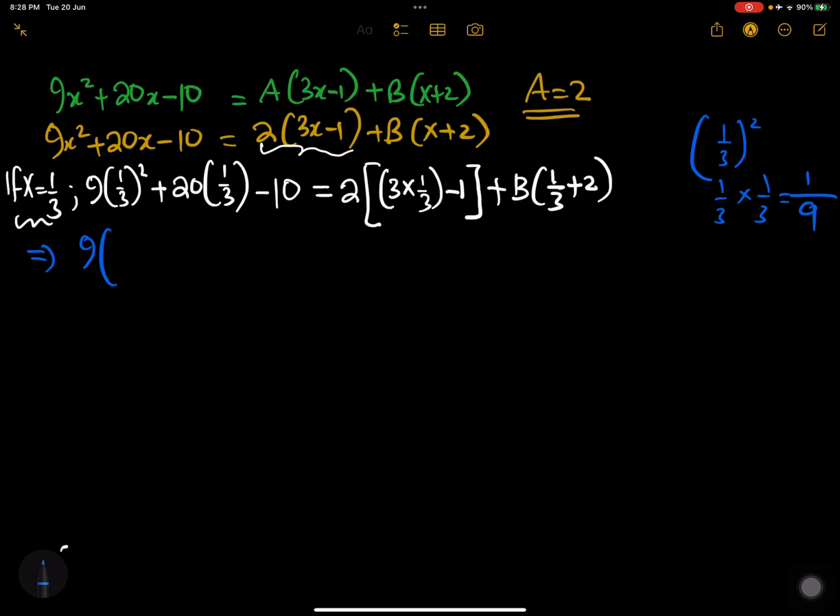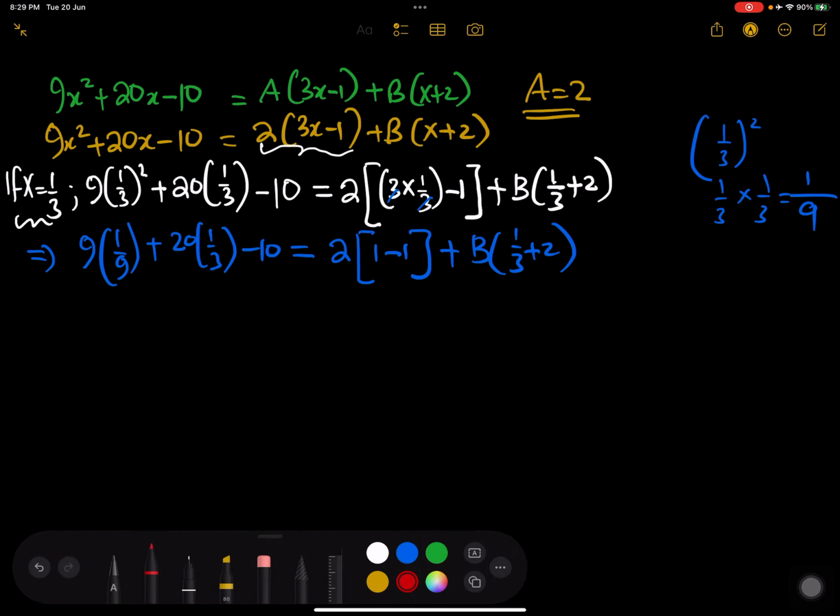If it's not clear, I'd like you to take a little break, come back, continue the video, and I believe that you will be able to see things clearly from there. So this is going to give us 1/9 plus 20 over 3 minus 10 is equal to 2 outside. And then we are going to get this, and this will cancel. We have 1 minus 1 plus b into 1/3 plus 2.